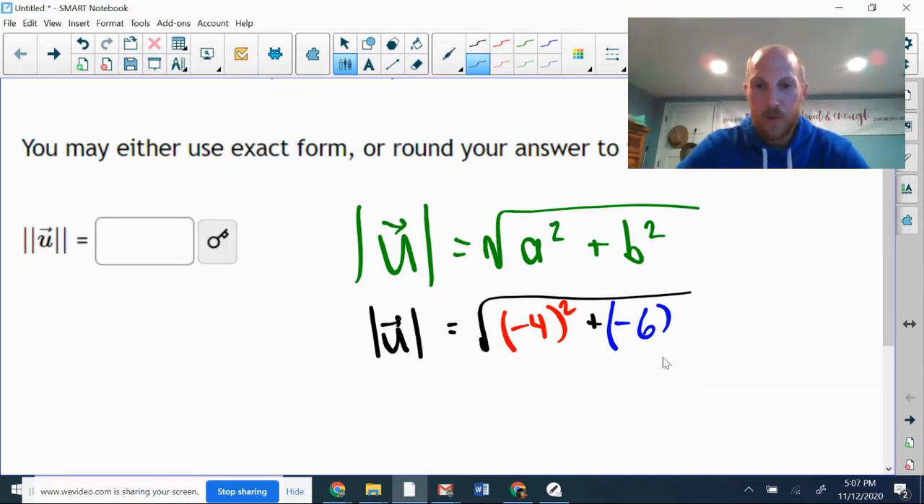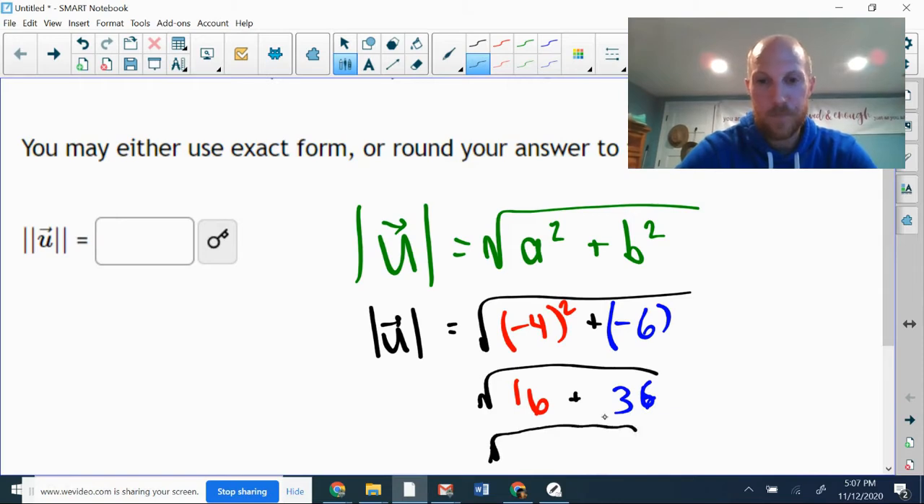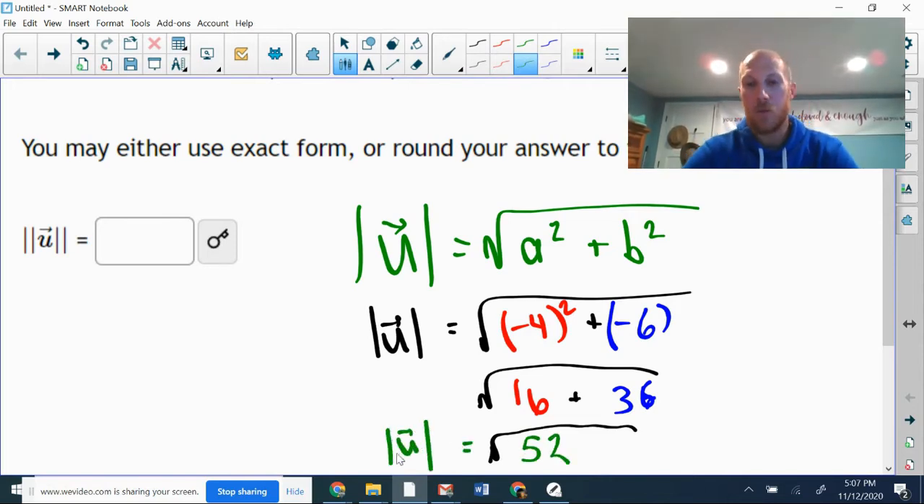And it's going to be the magnitude of vector u. So 4 squared, that is 16. 6 squared is 36. Whoops, 36. And I'm going to add those two together, which will give me, is that 52? Okay, so the square root of 52.